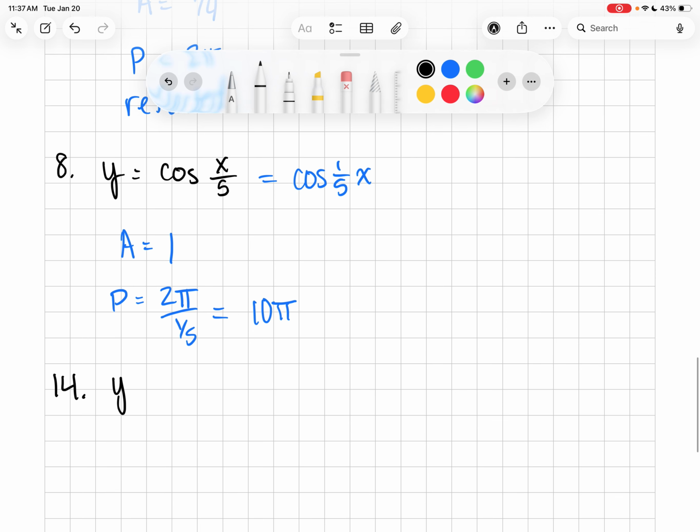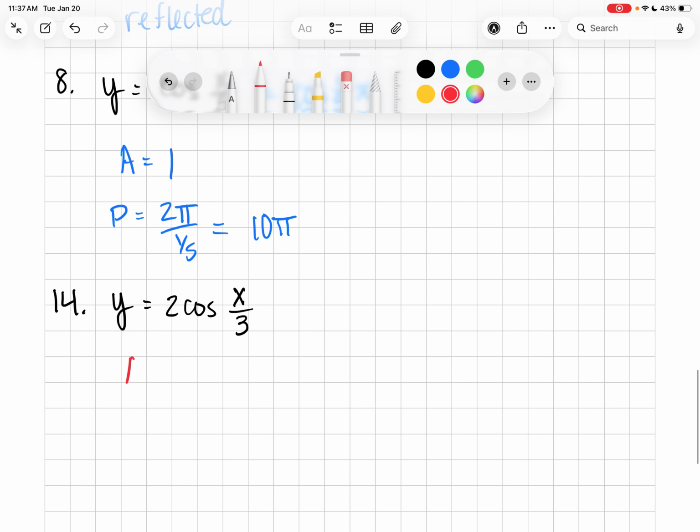So y equals 2 cosine of x over 3. The other reason we're not graphing these ones is because they have a specific quote unquote window they want you to graph it in, and it just makes it excessive. So, all right, what's the amplitude for this one?